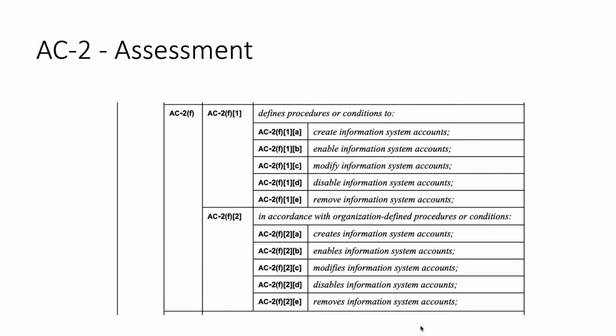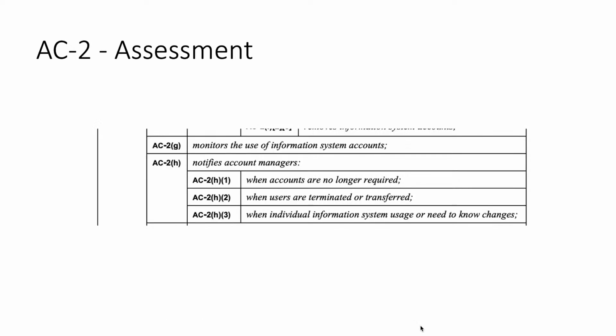We define procedures for creating information system accounts, enabling, modifying, disabling, or removing them. And then we're gonna actually see if the organizationally defined procedures or conditions do that. Show how they create, enable, modify, disable and remove accounts. Show me the procedure. We've got the procedure, and then show me how you're doing it. That part, AC-2 F2, is really, F1 is you've defined a procedure for doing it. F2 is show me you're doing it. Prove to me that you're doing it. And that may be sitting down with an account admin and having them create an account. Do they follow all the processes, right?